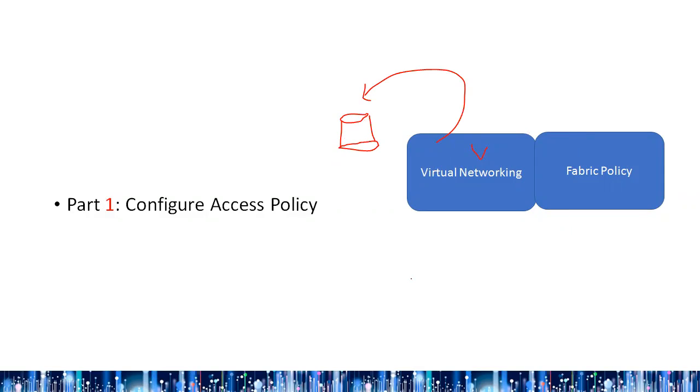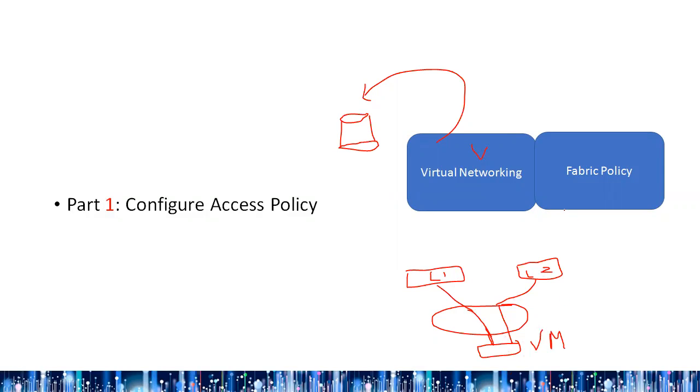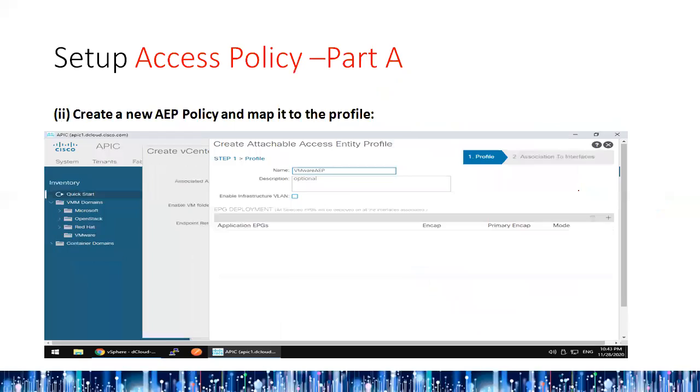Why are we doing it? Because as I showed you earlier in my topology, we had 2 leaf switches which are configured as a VPC to the VMware server. So to configure the actual VPCs between leaf 1 and leaf 2 towards that VM server needs to happen through fabric policy. On that note, let's jump in.